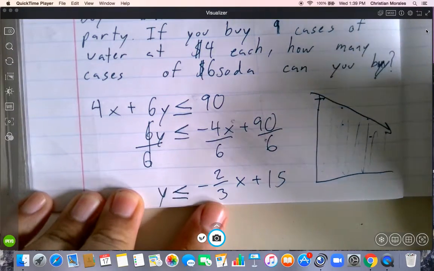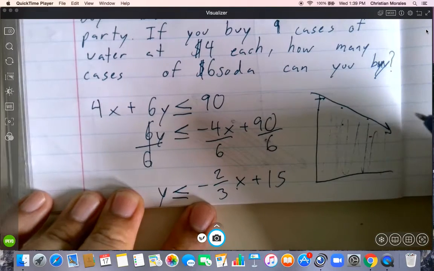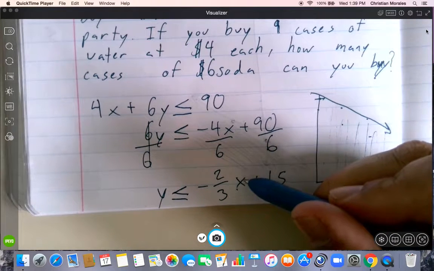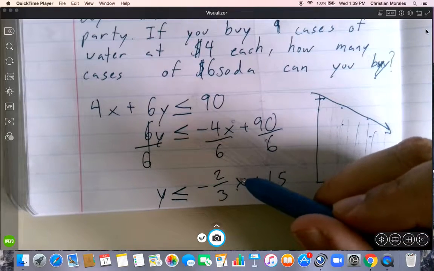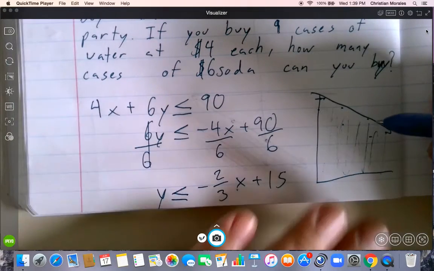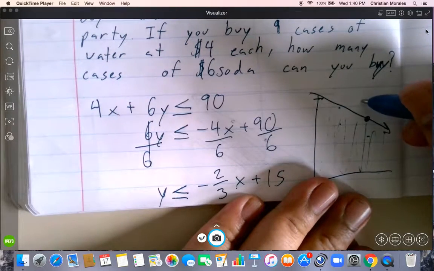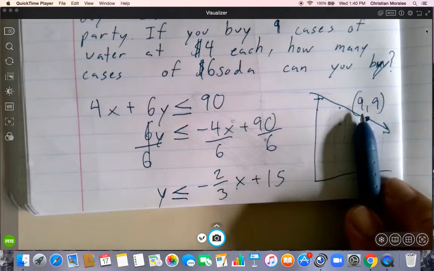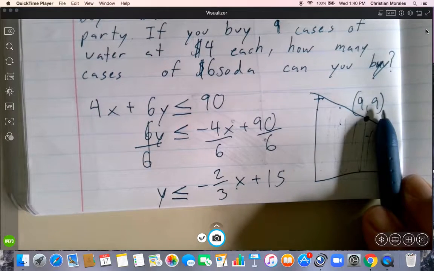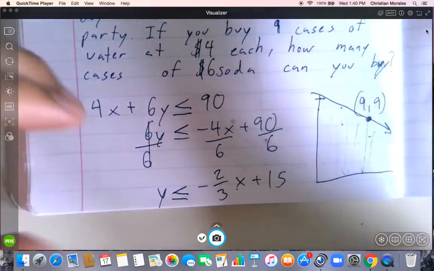So the easiest thing to do is to just plug in 9 and solve. If you plug in 9, you get 9 times 2/3, which is -6. So then you get -6 plus 15. Oh, guess what? The point on the line would be 9, 9. If you buy 9 cases of water, you can buy 9 cases of soda and still be at budget. Okay? So those are how word problems work. So that's it for the first lesson.